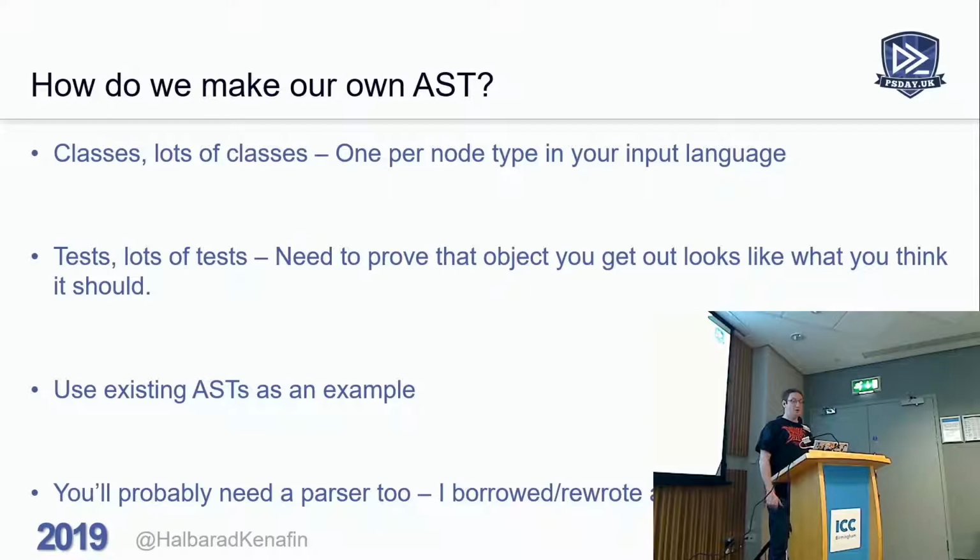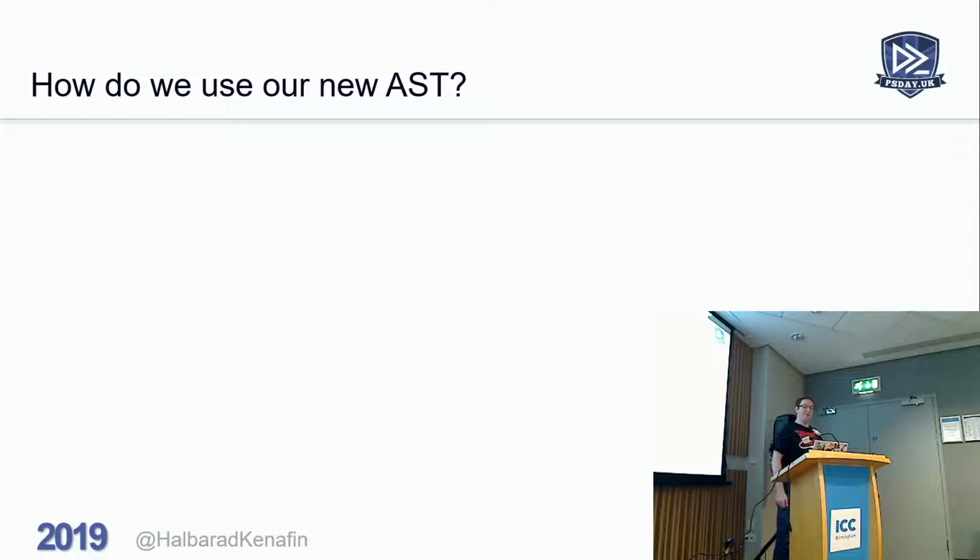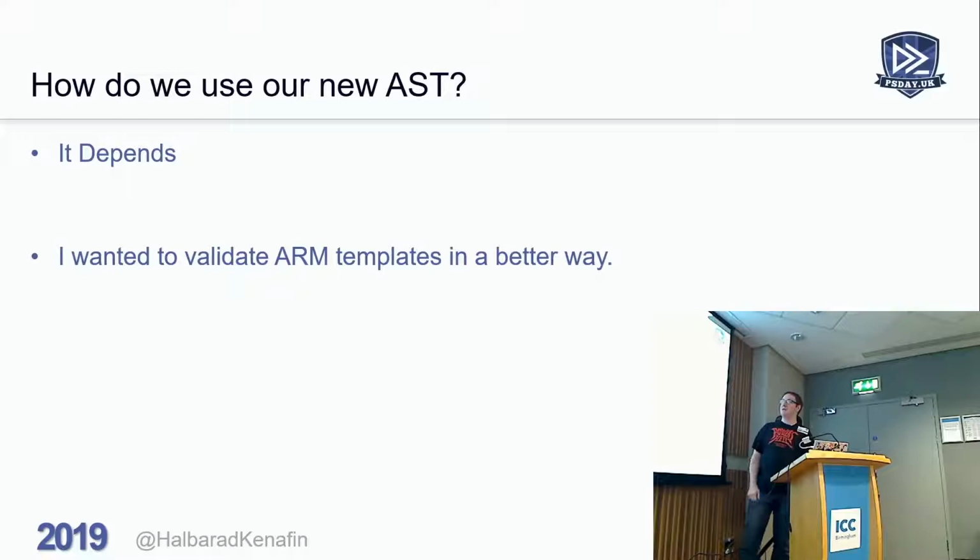So once we've gone through all of the hassle of writing an AST, how the hell do we actually use it? Well, it depends. It depends a lot on why we wrote and built an AST. So I do a lot of stuff with ARM templates, and validating them is pretty garbage at the moment. It mostly works, but the areas it doesn't work are really painful. So I want to write something that will make this easier.